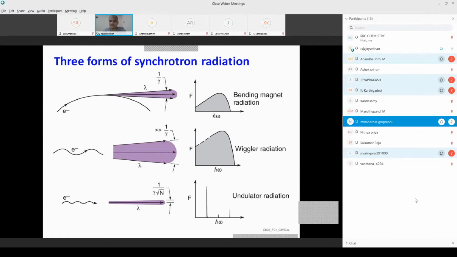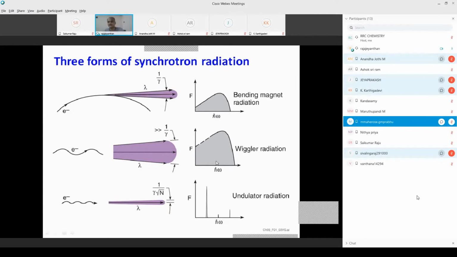So we have to talk in terms of angular frequency. We are getting a broad band of energy with a moderate flux. Flux is nothing but the intensity of the radiation. And when the same electron is passing through the wiggler, which has a zigzag path, you have the same broad band of energy, that is h omega, and you have a high intensity flux. You can see here, the flux has increased when compared to that of the bending magnet.